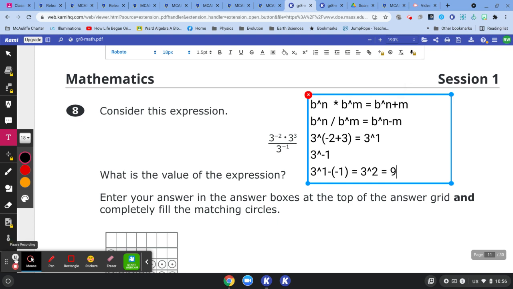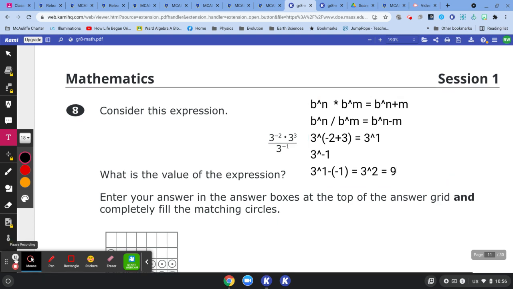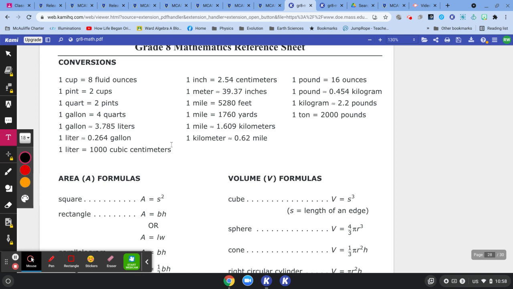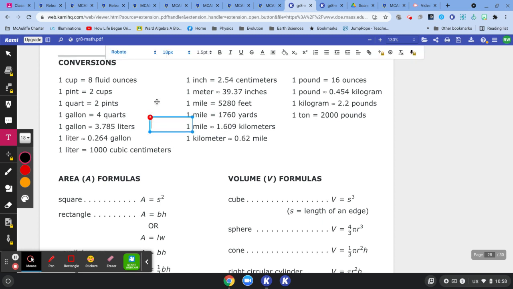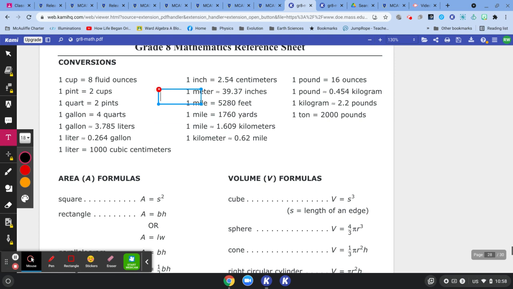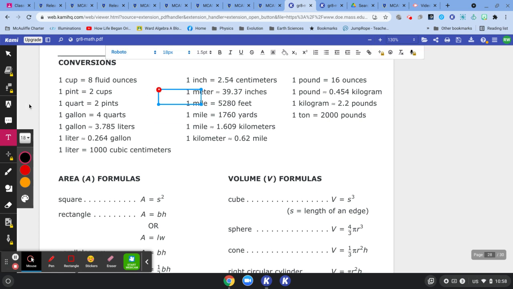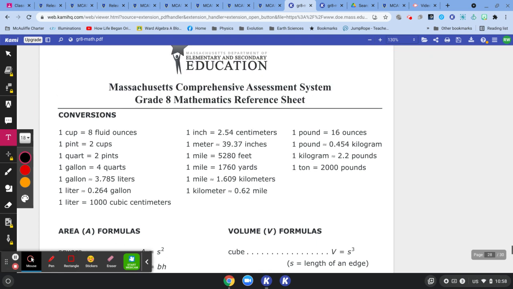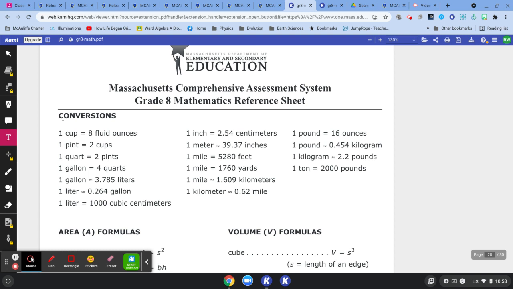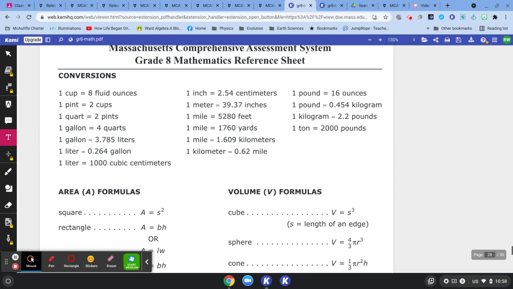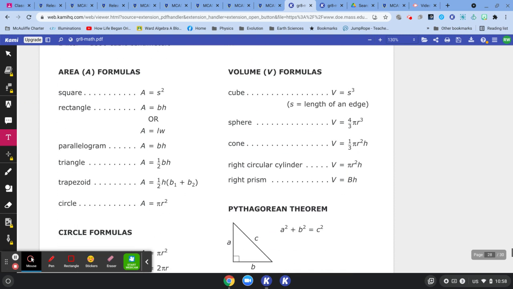Let me see if there are any more exponential questions. And it turns out there are no more exponential questions on this particular test. So I've just scrolled down to the end to remind you that there is a reference sheet at the end that you'd want to take a look at and make sense of.